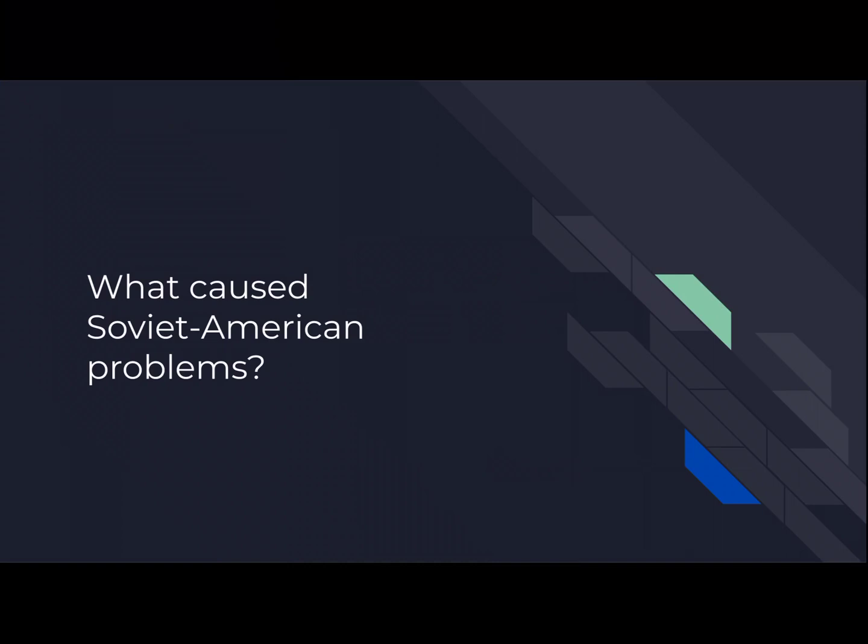In 1946, Winston Churchill described an Iron Curtain coming down across Europe. It separated the nations in the Soviet sphere from the capitalist democracies of the West.